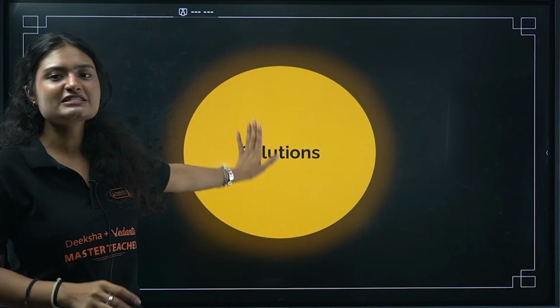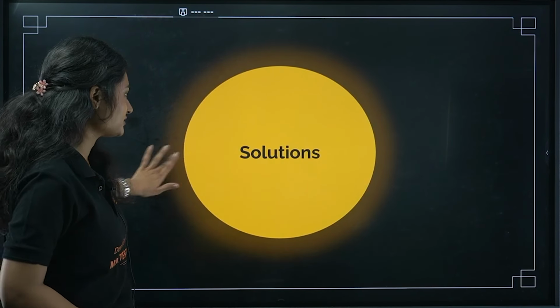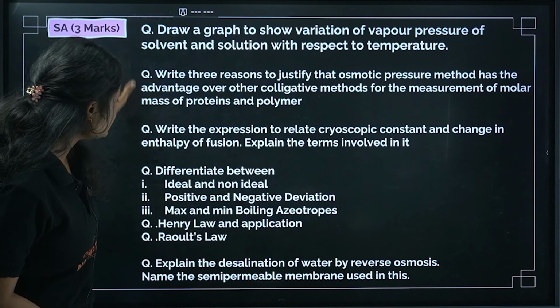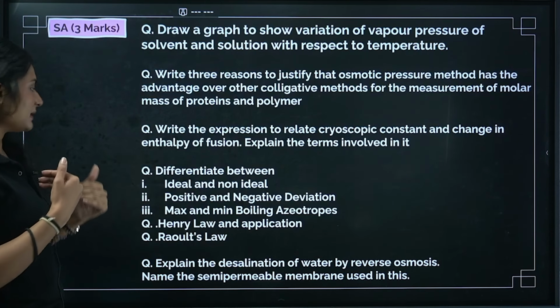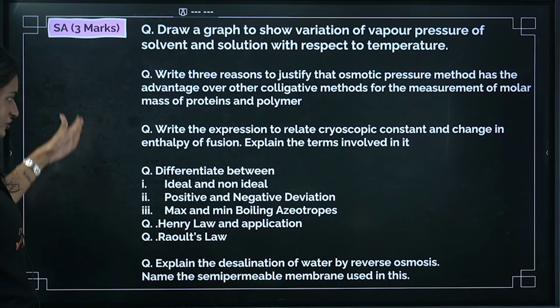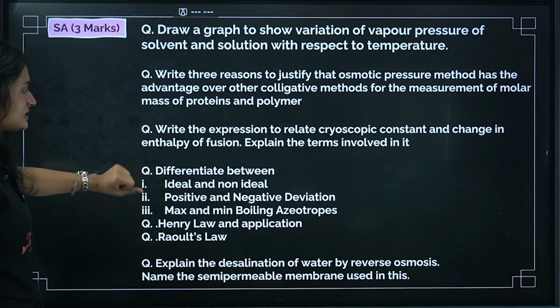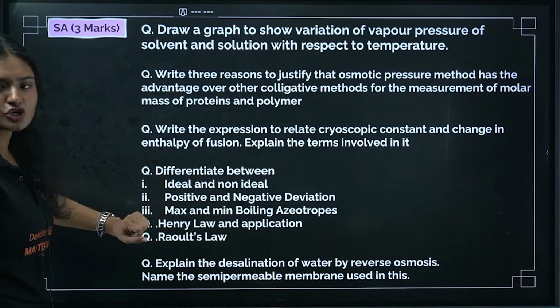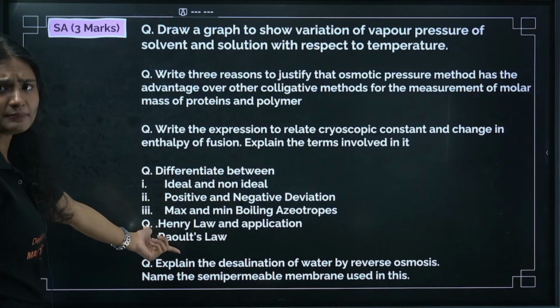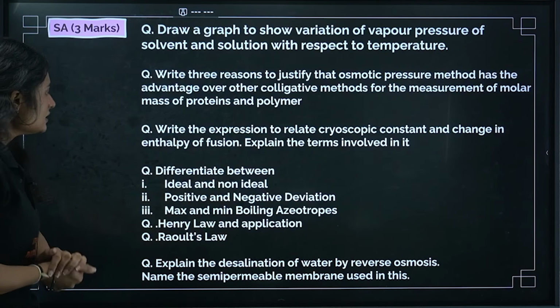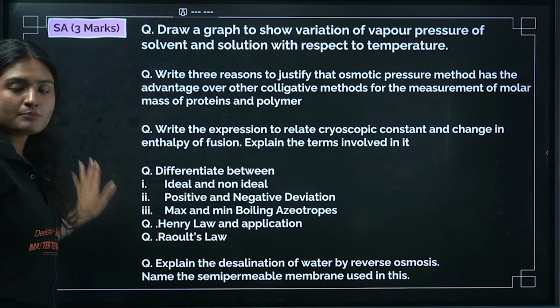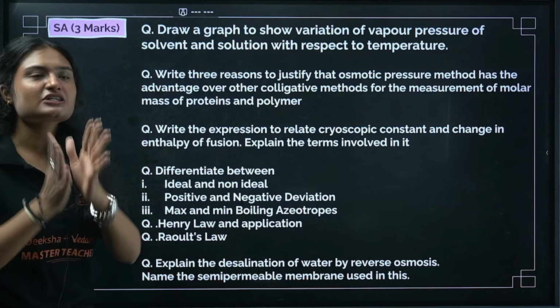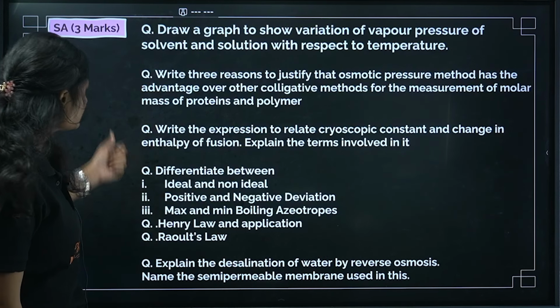So first of all, we'll start from the first chapter, Solutions. From Solutions, we have these questions. I'll slide by so that you can take a screenshot of these questions. Differentiate between ideal and non-ideal solution, positive and negative deviation from Raoult's law, maximum and minimum boiling azeotropes, Henry's law and its application, Raoult's law. These questions are very important. They are coming as 3 marker questions.